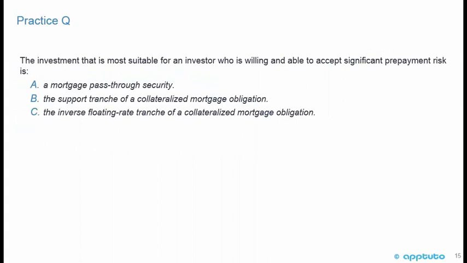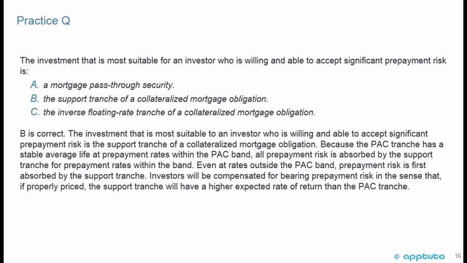And the last practice question to finish this LOS: the investment that is most suitable for an investor who is willing and able to accept significant prepayment risk is A, a mortgage pass-through security, B, the support tranche of a collateralized mortgage obligation, or C, the inverse floating rate tranche of a collateralized mortgage obligation. And the correct answer is B. The investment that is most suitable to an investor who is willing and able to accept significant prepayment risk is the support tranche of a CMO.